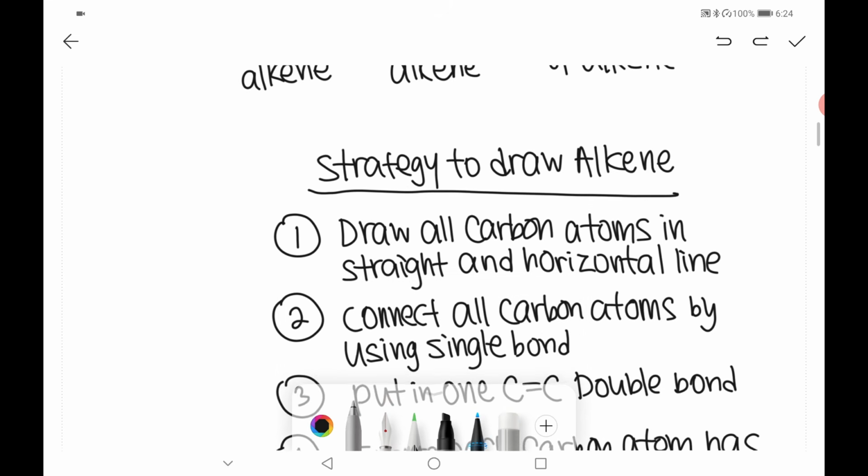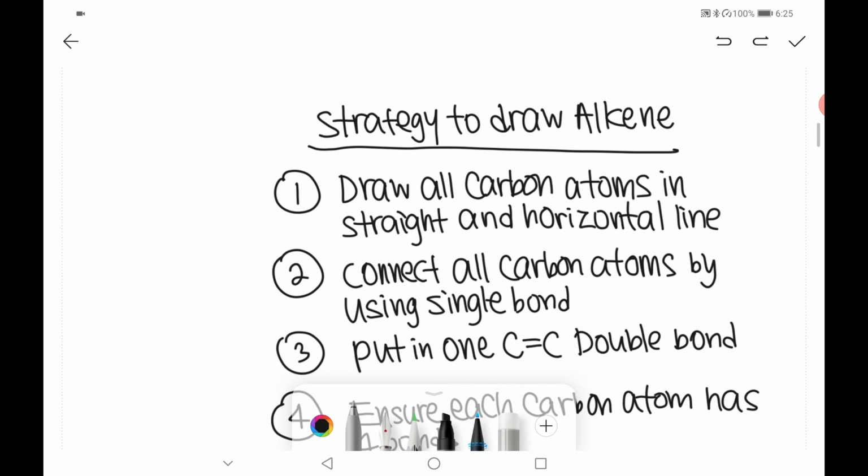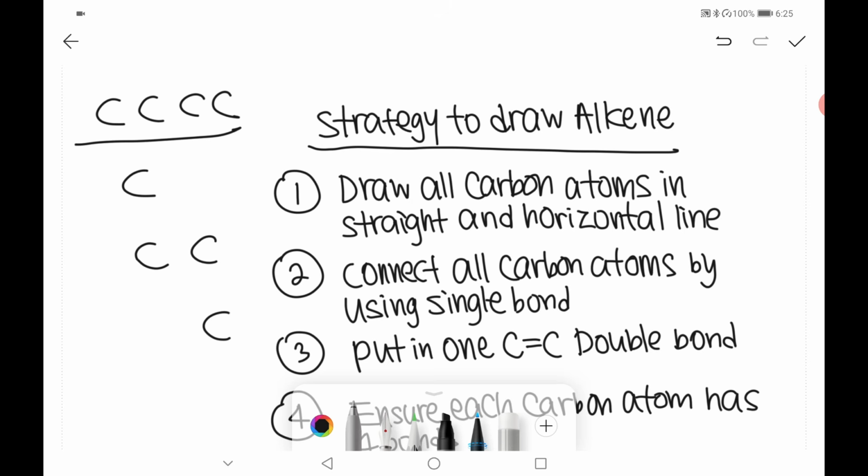Okay, so how to do the strategy? Strategy number 1. To draw an alkene, we must always draw all the carbon atoms first. Put the carbon atoms in a straight, horizontal line. Always put the carbon in a straight line like this. I don't want you to put the carbon in a pattern like this. Make sure all the carbon is just in a straight, horizontal line. Just make it easy.